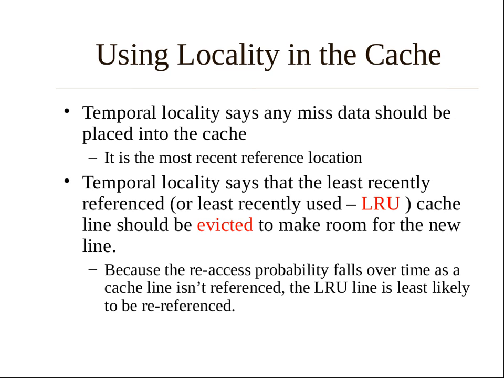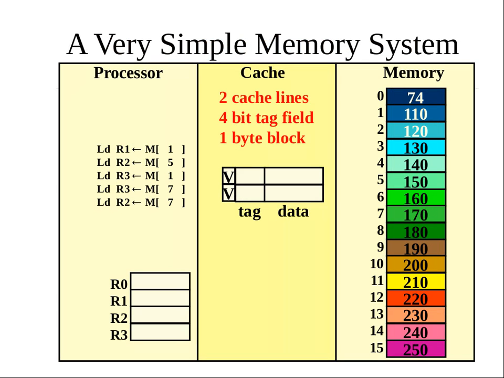All right, how does the cache do that? Any cache data should be placed in the cache at the most recent location. It then basically states that the least recently referenced line, this is what we call LRU, should be evicted to make room for a new one. Because the re-access probability falls over time as the cache line isn't referenced, the LRU line is the least likely to be referenced. So most of the time we consider LRU the best replacement policy. Let's do an example.